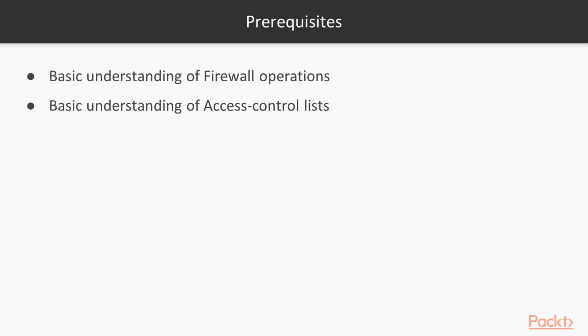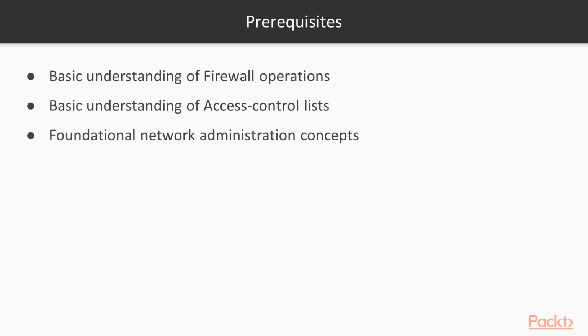All right, so I'm going to talk a little bit about the prerequisites on this course. Very simple. You need to know a basic understanding of firewall operations. Also, access control lists. I think this is also a very important topic that you need to at least know how the access control list or ACLs are structured. So you have your source, your destination, and the type of traffic, the service, and the action. So allow or deny.